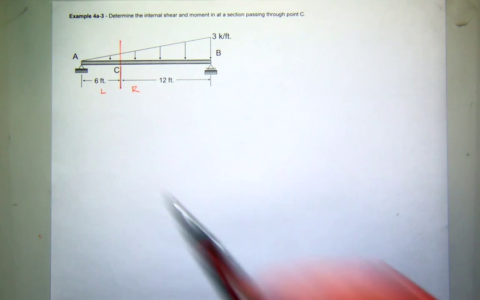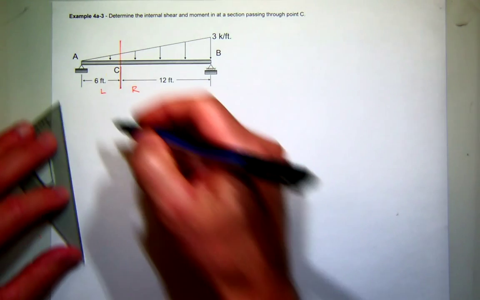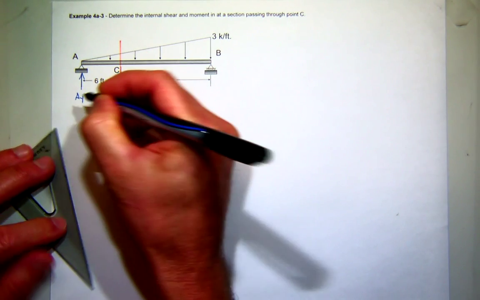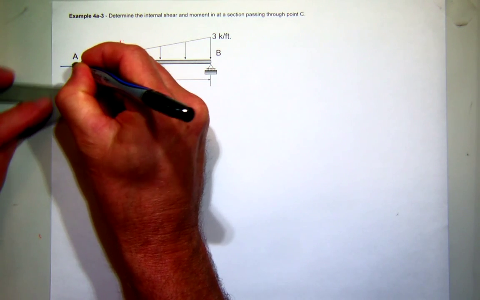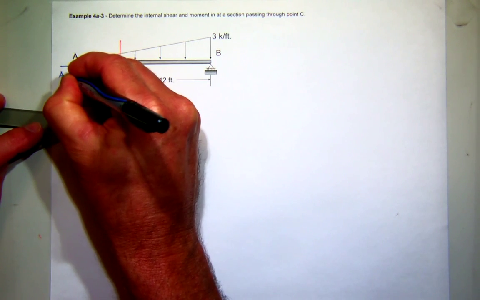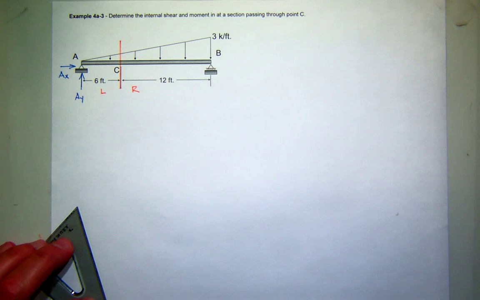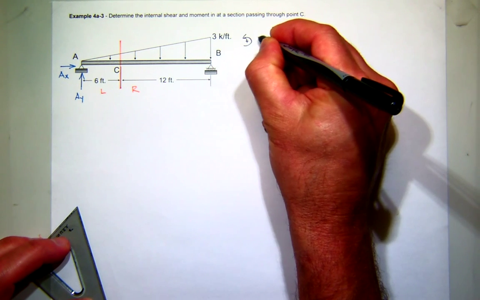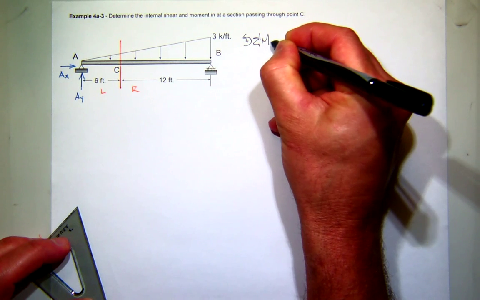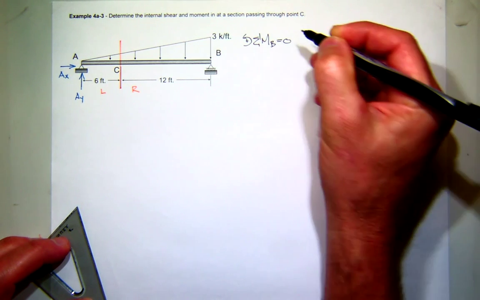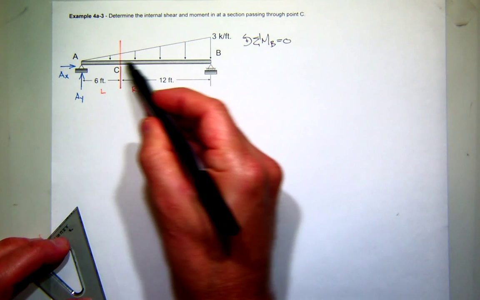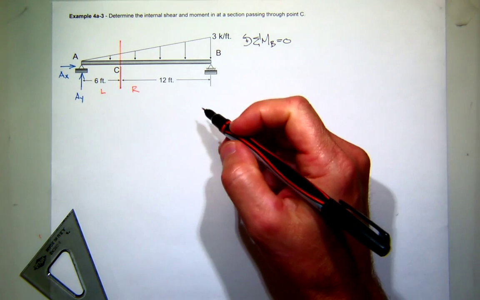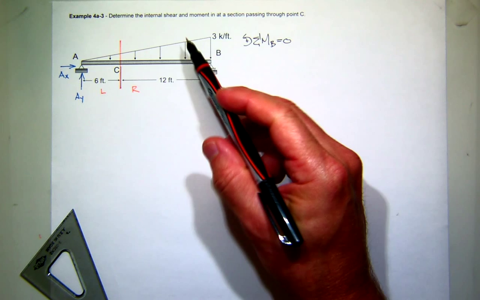So I'm going to really be focused on the reactions at A. So let's go ahead and assume that I have a Y component and an X component. Now when I'm summing moments to find this, I'm going to sum moments about B. So first thing I want to do is take this distributed force and resolve it to a concentrated equivalent. Now all I have to do is find the area under the curve.